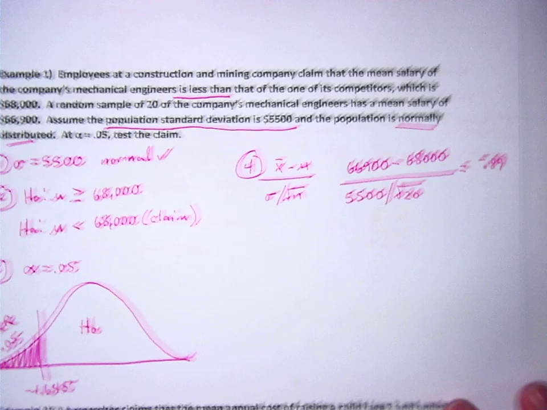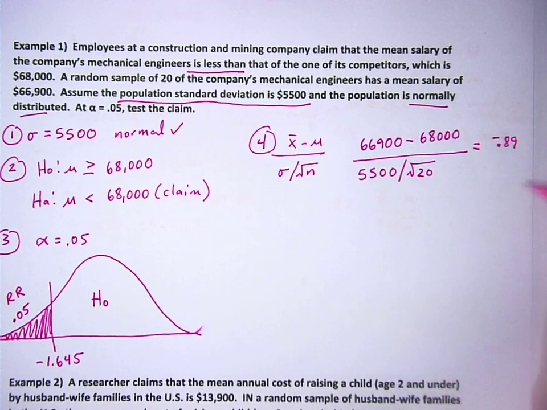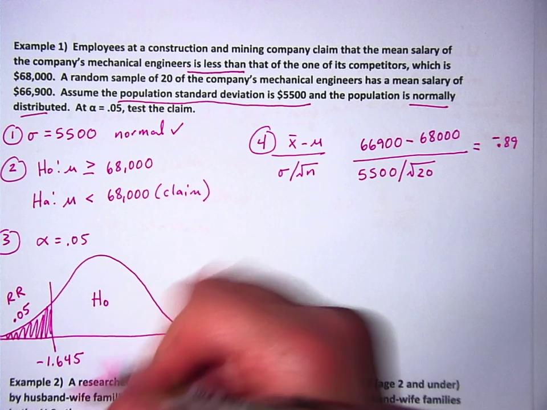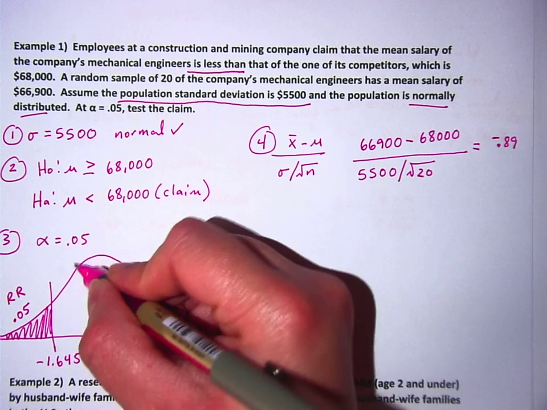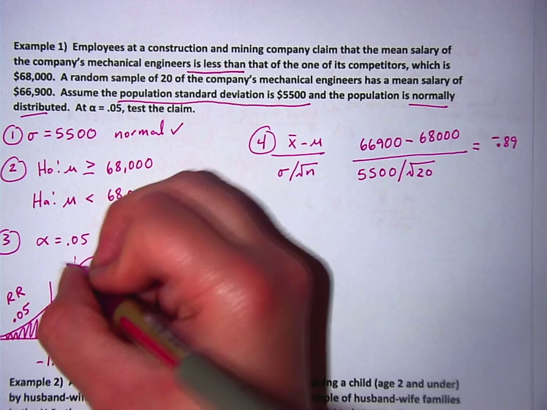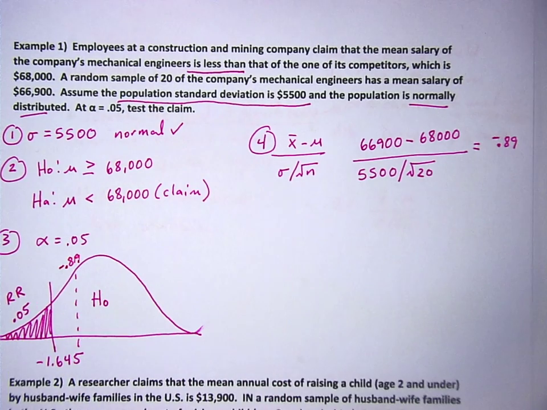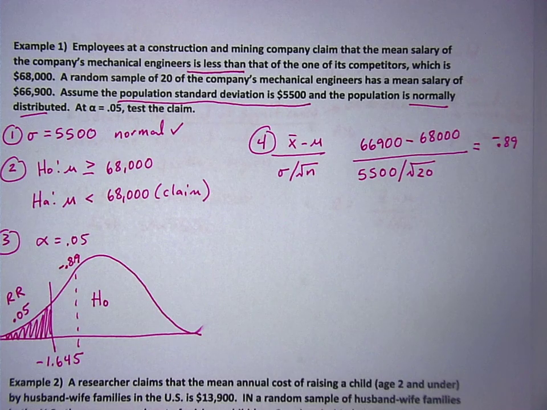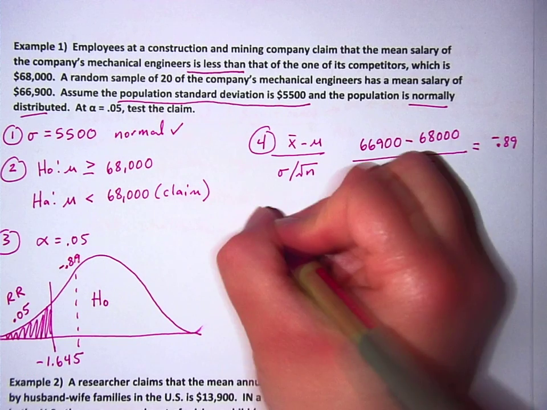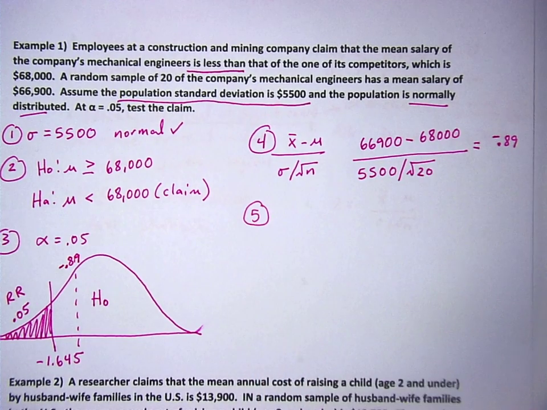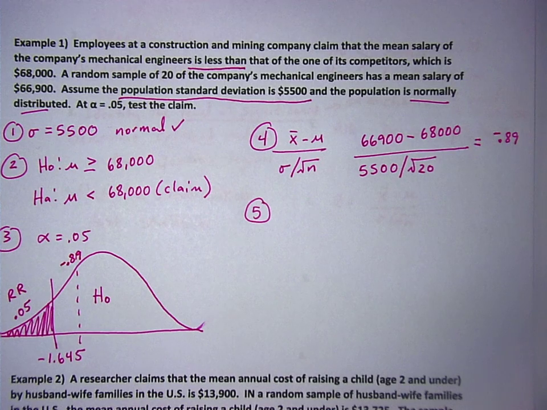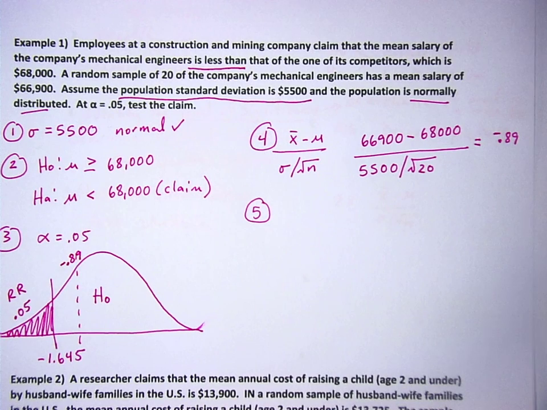So if I see where that's landing, negative 0.89. This is negative 1.645. So maybe here is negative 0.89. Okay, it's falling in that null. It does not fall in the rejection region, so we're not going to reject it, we're going to accept it. But let's move back to writing out steps.